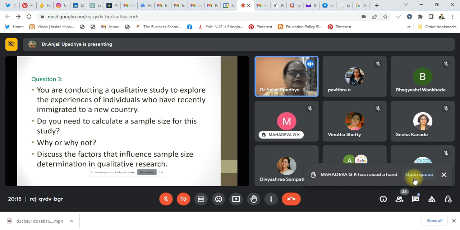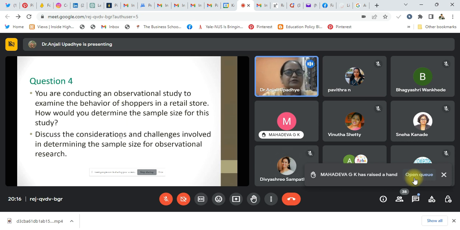How are you going to collect your samples? Globally, by emails, or by any of the methods, it is not possible at all. Therefore, the study will not be valid and feasible. Therefore, there is no question of calculating the sample size over here. Yes, I agree with you, ma'am. Thank you, ma'am. Question number 4.